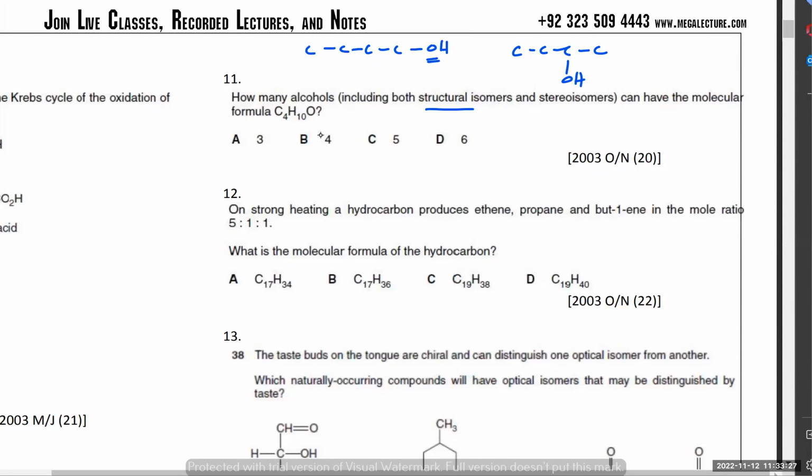ठीक है, so I can have a chain or branch isomer. So instead of 4 carbon atoms, I can have 3 carbon atoms in a line and 1 carbon atom is branched, and I can put the OH over here. अब इसके positional isomers कितने होंगे? सिर्फ एक और होगा. और कहाँ पे? Where do I put the OH?